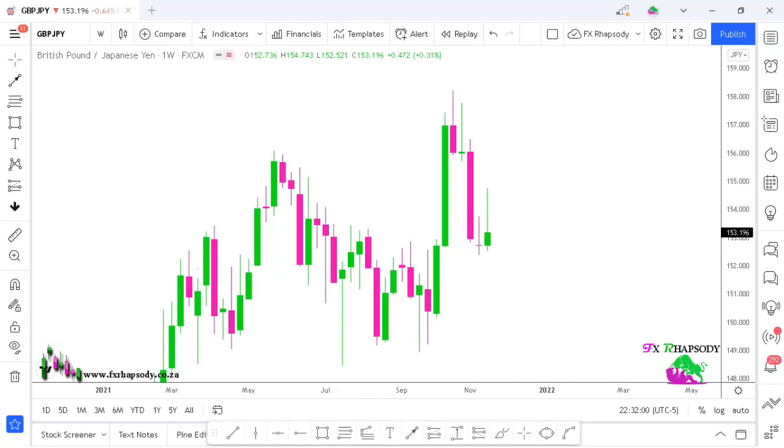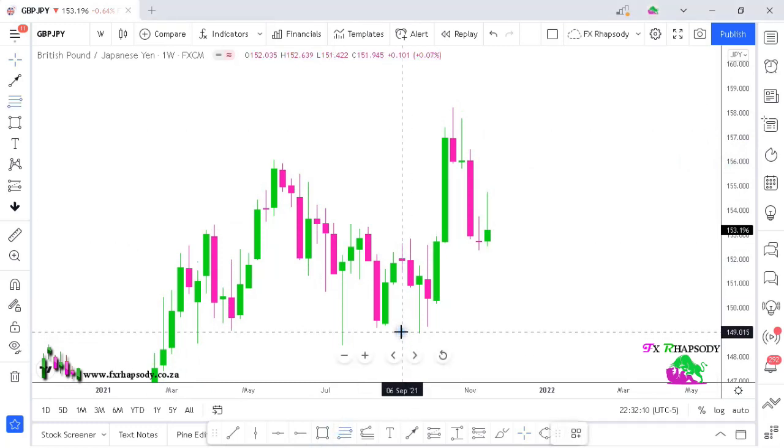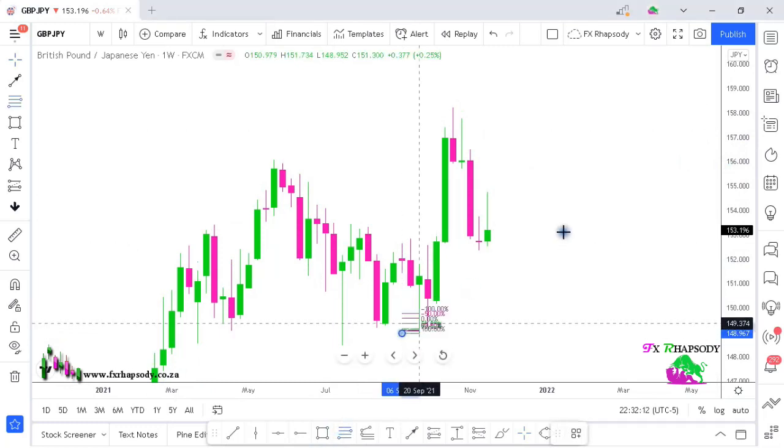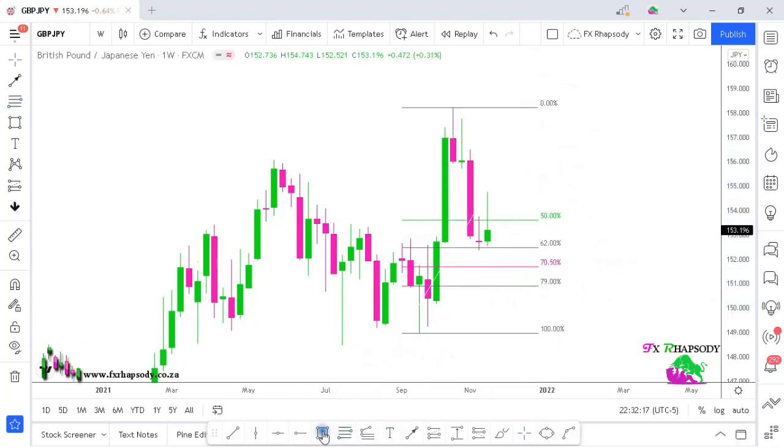Okay, so looking at the charts, let's start off on the weekly today. On a weekly time frame for the British pound, Japanese yen, that's the one we're looking at, we can see that price is retracing. We have this Fibonacci from this low to the high, and we can see that price has basically retraced back to that 62% area over here. So now we need more.